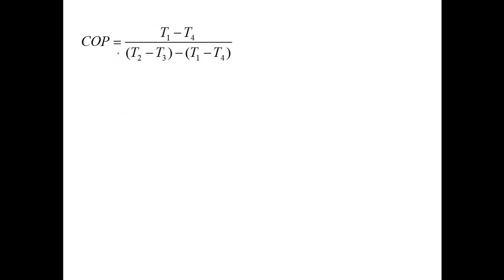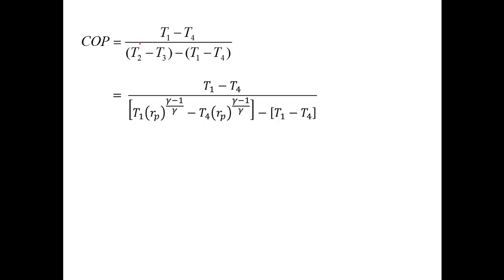Now this is the previous formula, from the previous slide, that COP was equal to (T1 minus T4) divided by (T2 minus T3) minus (T1 minus T4). Now just to rearrange, let's say we put that value, T2 was equal to T1 times the pressure ratio raised to (gamma minus 1) by gamma. Similarly, we can put the value of T4, and we can also put the value of T3. This was the value of T2 minus the value of T3. T3 was T4 times Rp raised to the power (gamma minus 1) by gamma. Then again we put the same value as it is.